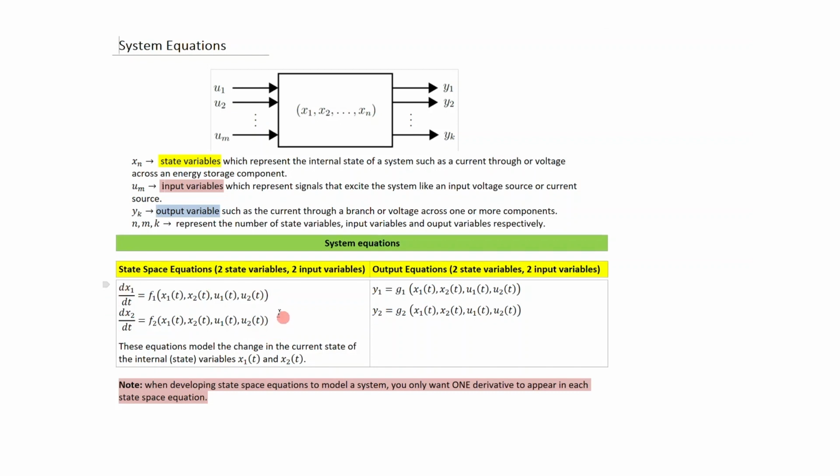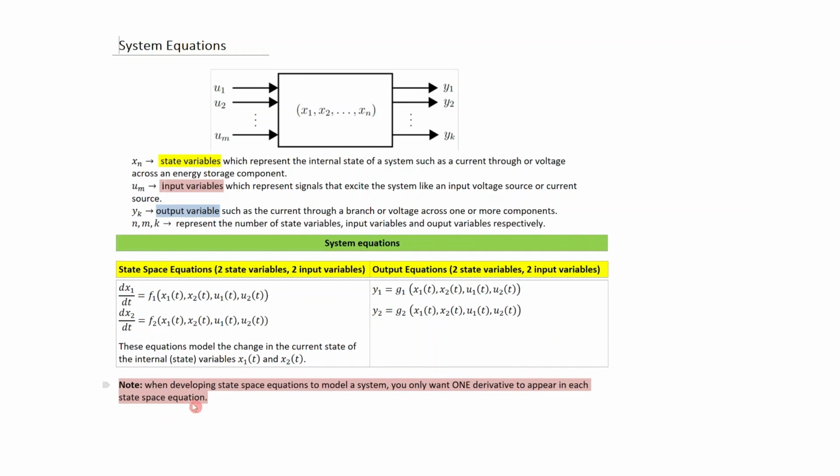This descriptor that you see here, or this set of expressions, we call state space equations. And these x1 and x2 are internal variables. The output equation would have this form. y1 would be a function of the state variables and input variables, and the second output in this case would also be a function of the state variables and the input variables.